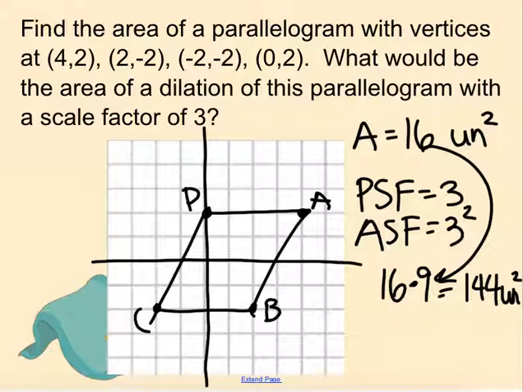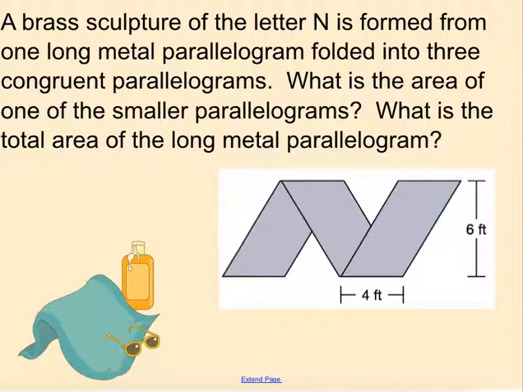All right, so we can use those scale factors pretty nicely. All right, and last one. A brass sculpture of the letter N is formed from one long metal parallelogram folded into 3 congruent parallelograms. What's the area of one of the smaller ones? And what's the total area of the long metal parallelogram? Well, the area of one is 4 by 6, so we get 24. And since we have 3 of them, we're going to say we have 72 feet squared.